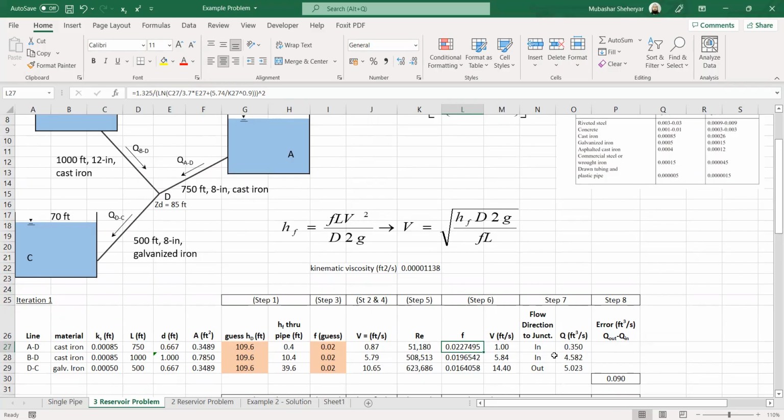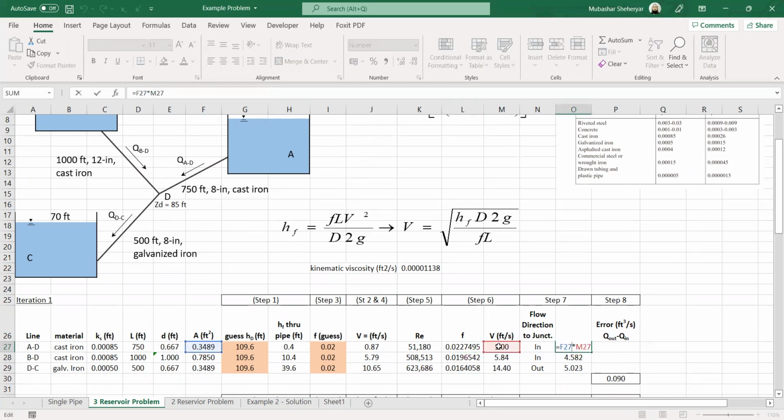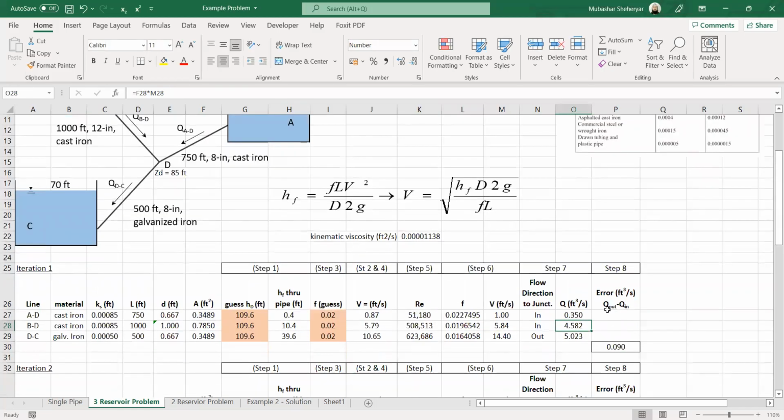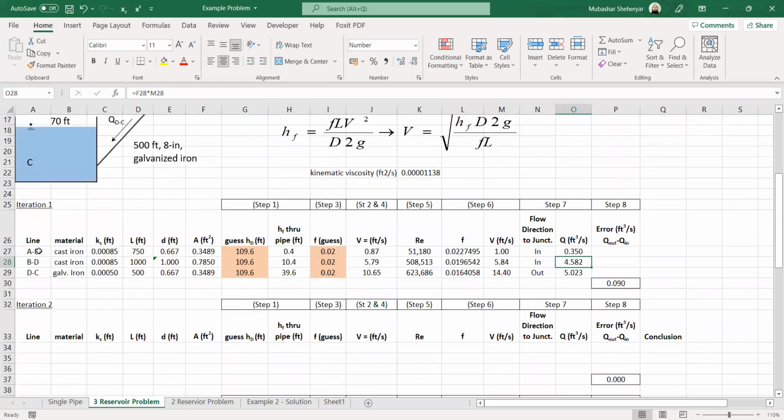Based on the direction of flow, we will calculate the flow in each pipe, Q equal to AV, just by multiplying the velocity with the area. Then we will set outflow equal to inflow and satisfy the continuity equation at D, making this number zero. Then we will get the required pressure head at D.